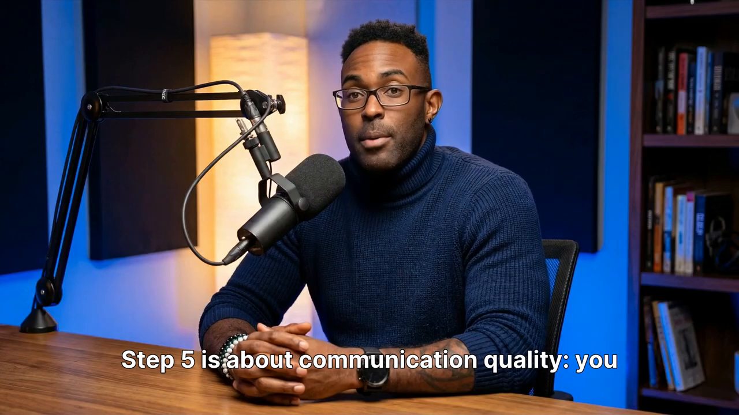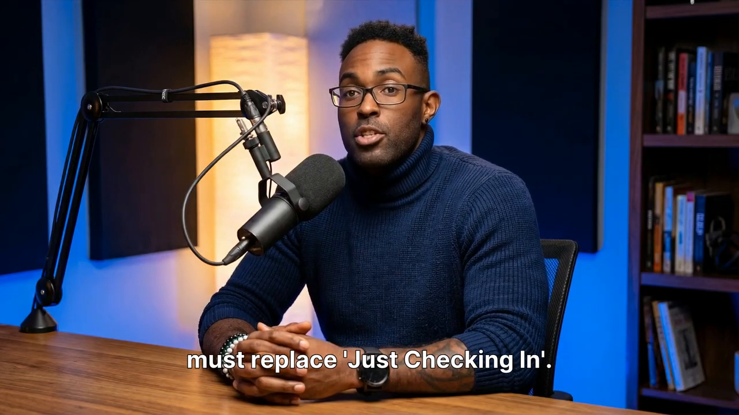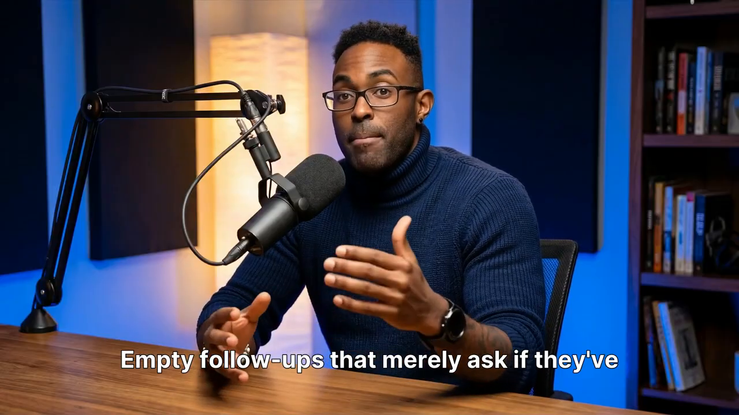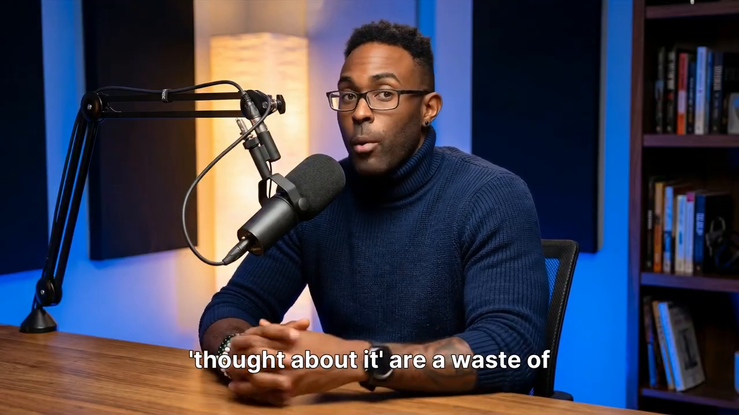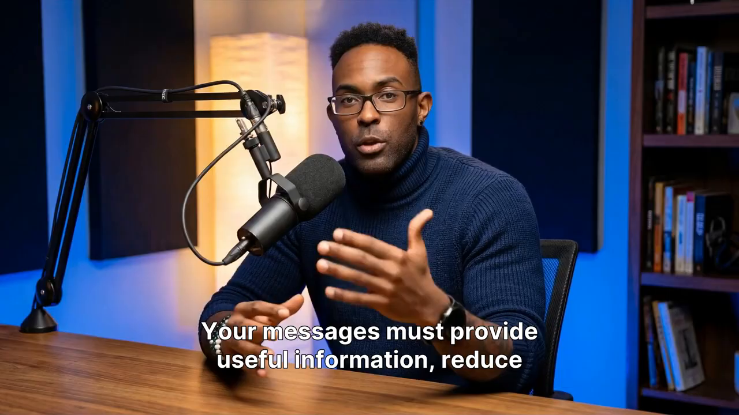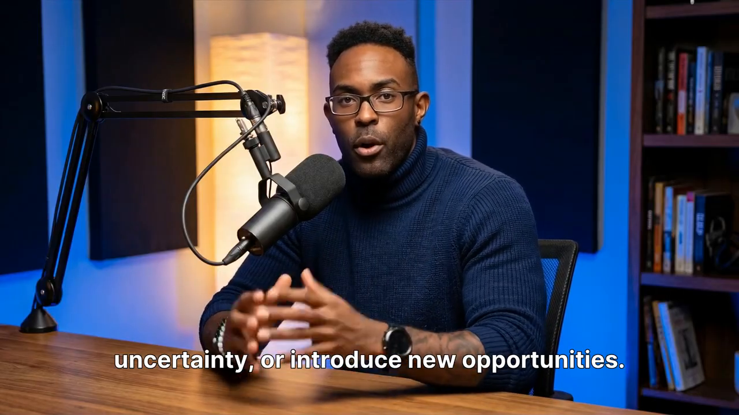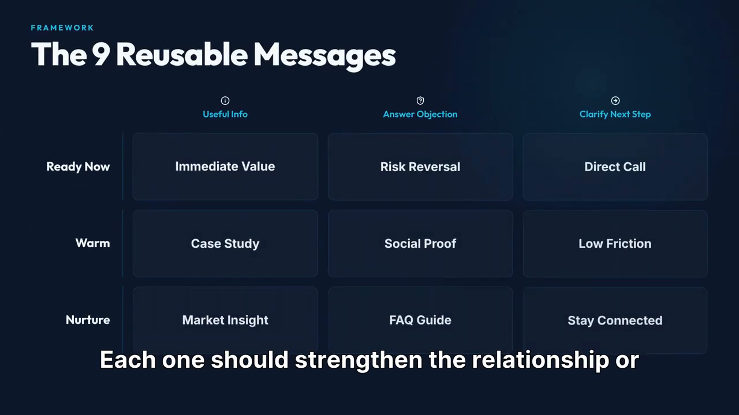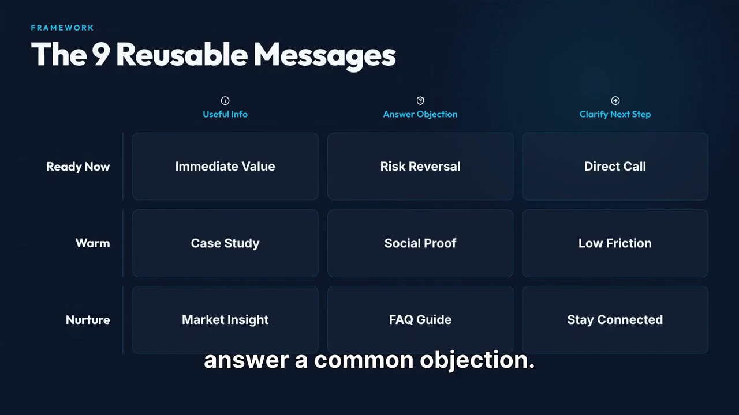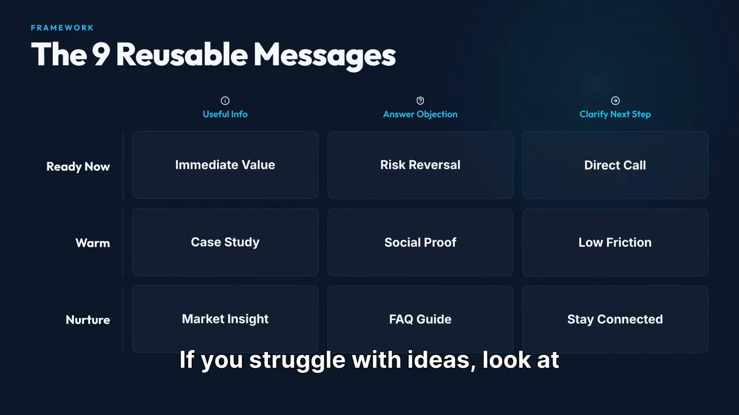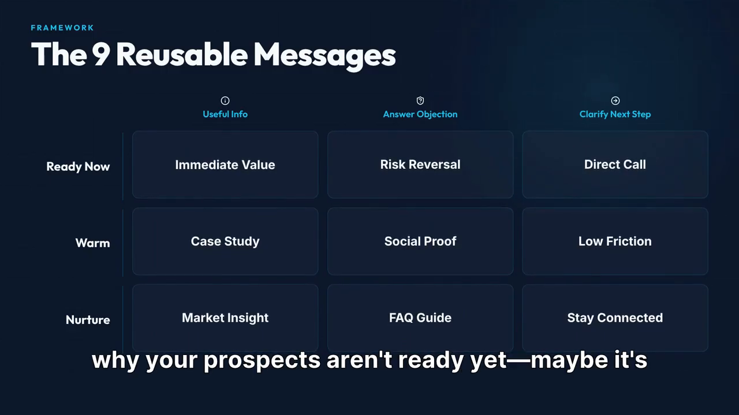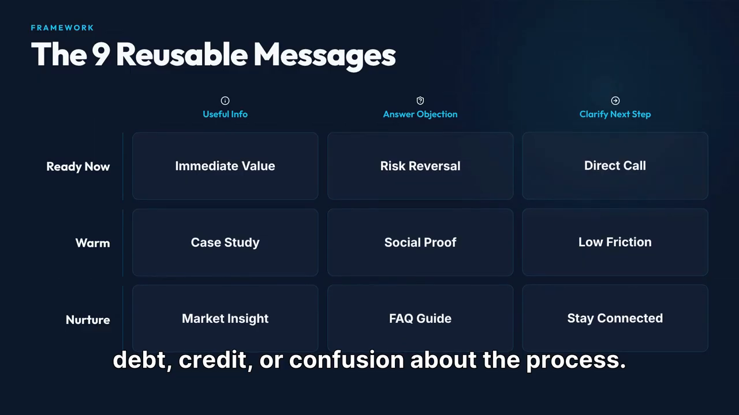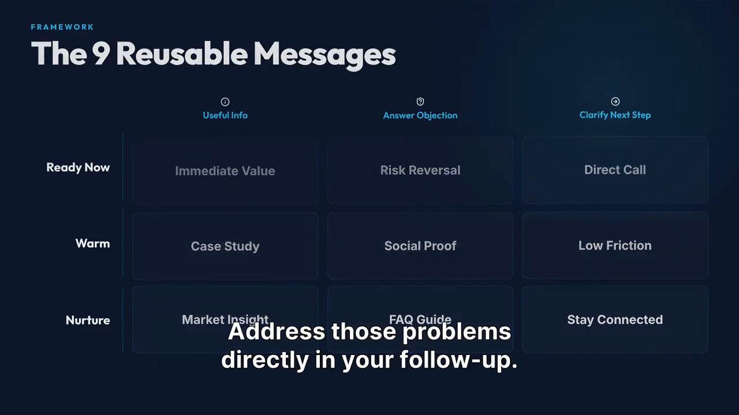Step 5 is about communication quality. You must replace "just checking in." Empty follow-ups that merely ask if they've thought about it are a waste of time. Your messages must provide useful information, reduce uncertainty, or introduce new opportunities. I want you to write 9 reusable messages, 3 for each category. Each one should strengthen the relationship or answer a common objection. If you struggle with ideas, look at why your prospects aren't ready yet. Maybe it's debt, credit, or confusion about the process. Address those problems directly in your follow-up.